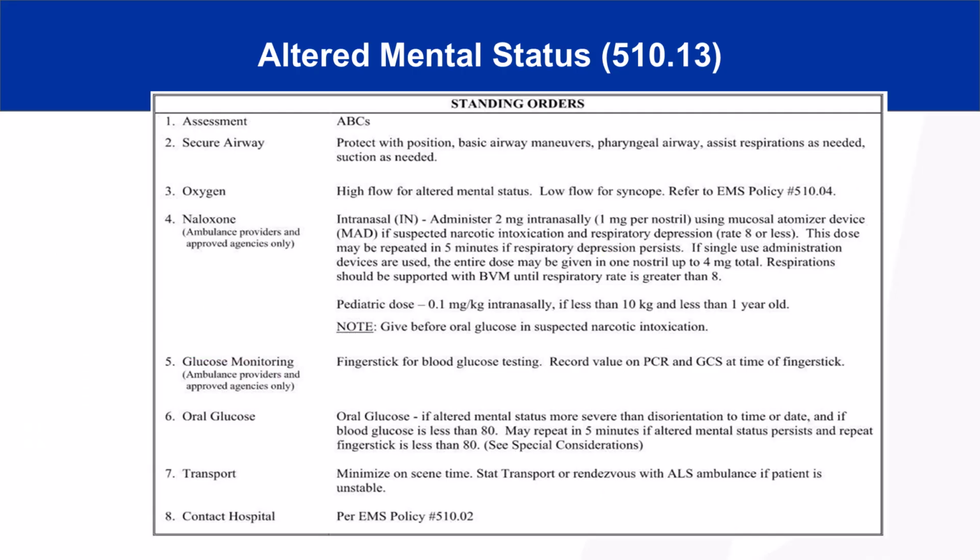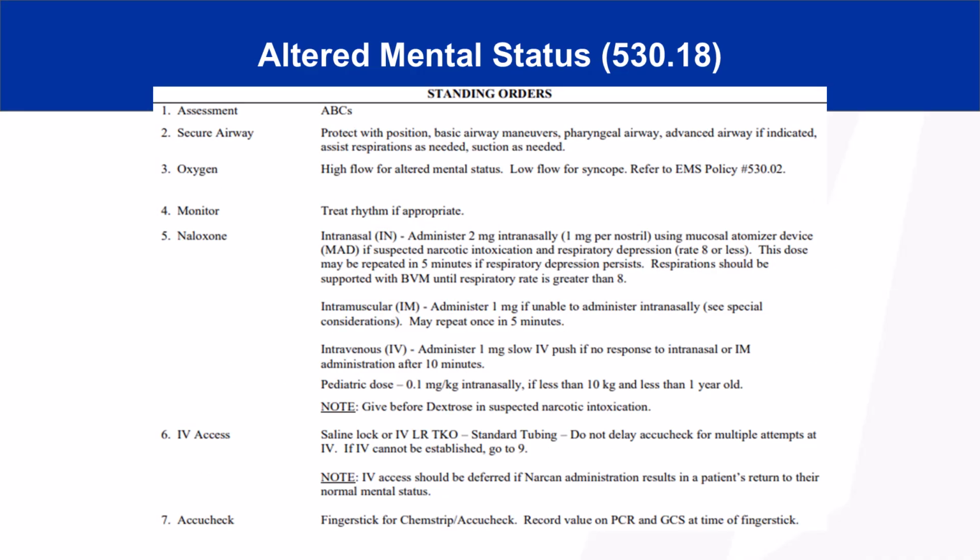Let's do a brief overview of the EMT protocol for altered mental status. Start with your assessment. Move on to securing airway and providing oxygen, high flow for altered mental status, and low flow for syncope. Naloxone if suspected opioid overdose with respiratory depression of a rate of 8 or less. Glucose monitoring: obtain a fingerstick blood glucose level, and if the level is less than 80 milligrams per deciliter, treat with oral glucose.